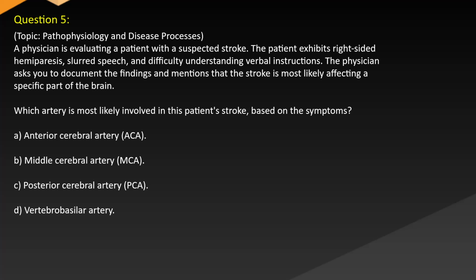Question 5. Topic: Pathophysiology and disease processes. A physician is evaluating a patient with a suspected stroke. The patient exhibits right-sided hemiparesis, slurred speech, and difficulty understanding verbal instructions. The physician asks you to document the findings and mentions that the stroke is most likely affecting a specific part of the brain. Which artery is most likely involved in this patient's stroke based on the symptoms?